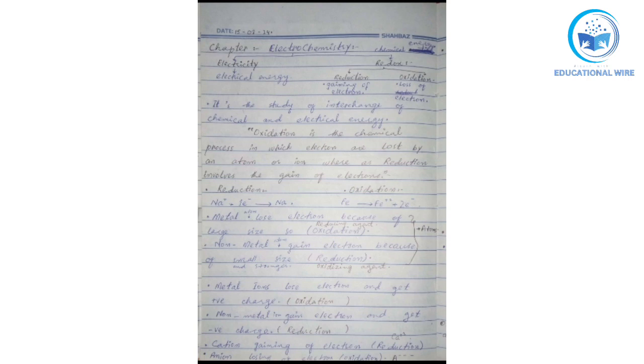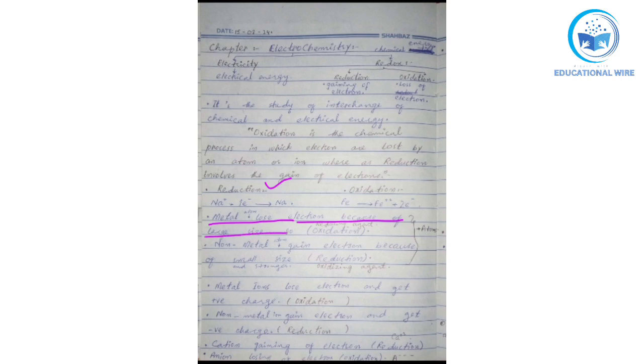Let's move further. There are some properties of reduction and oxidation. You might ask how sodium is a reduction, since it would be oxidation, as we have done in our previous classes. But here are some properties by which sodium is in a reduction process. Talking about their properties, it says that a metal atom loses electrons because of its large size.